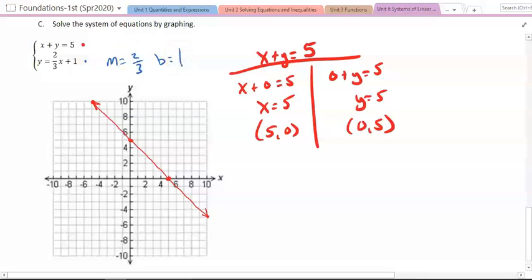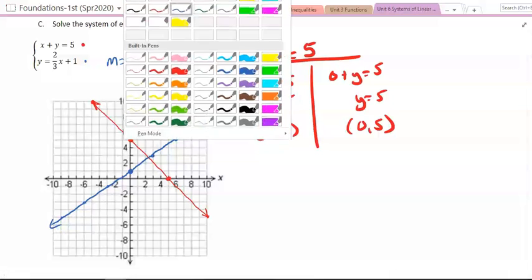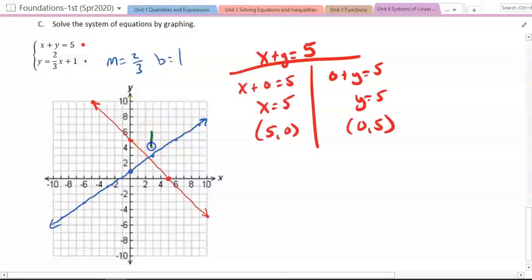And so when we plot this, our y-intercept at 1, our slope's going to take us up 2 and right 3, and up 2 and right 3, up 2, right 3, down 2, left 3, down 2, left 3, down 2, left 3. And so drawing my blue line, we see that they cross, but can you tell me what is the ordered pair of where they cross?